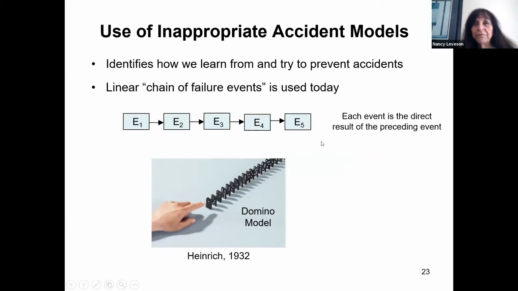So another thing that happens is we start doing these things because of inappropriate accident models. I'm not going to go into detail about this. We did this on Monday. I talked about this linear chain of event models where event 1 leads to event 2, which leads to event 3, and we have this whole linear chain. And Heinrich in 1932 did this for workplace safety and called it the domino model. But he was really pretty clear that it was human error, because the first domino was always human error in his model.